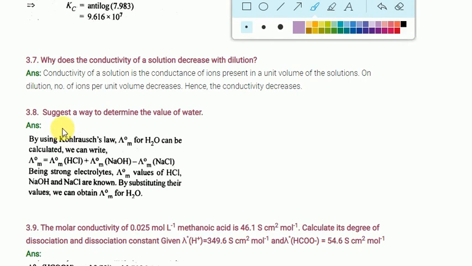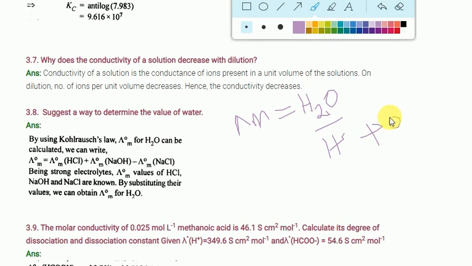Next problem: suggest a way to determine the value of the molar conductivity of water. It is very weakly ionized, so I can't find the molar conductivity of water directly. I cannot find it, so I use some other method. How can I calculate the molar conductivity of water? I take water in two forms, H plus and OH minus.